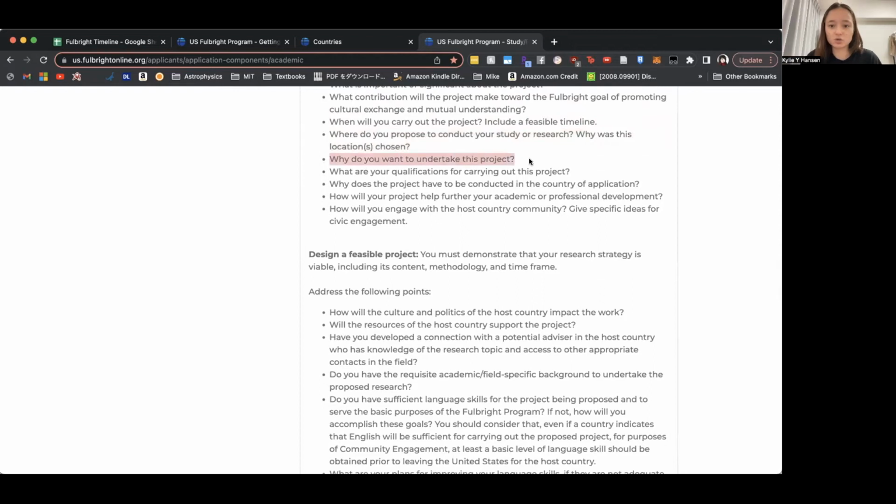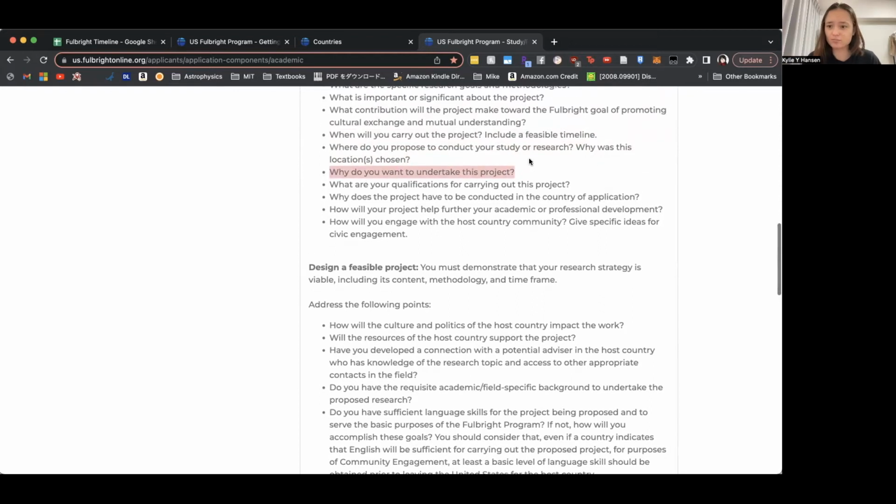Why do you want to undertake this project? Basically, your personal desires, I'd say. What are your qualifications for carrying out this project? What research experience do you have in the past that's related to this? That kind of thing. What skills do you have?